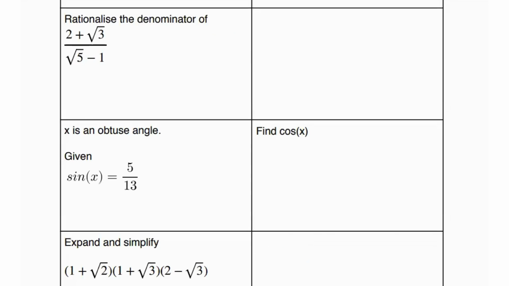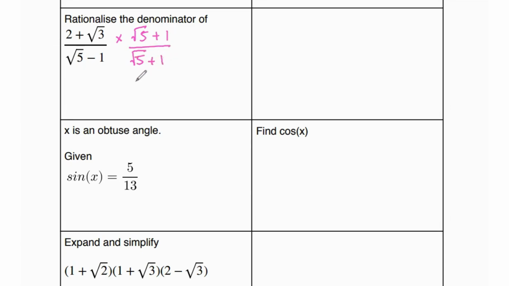Then it says rationalize the denominator of 2 plus root 3 over 5 over root 5 minus 1. So whenever we're rationalizing surds and we're trying to rationalize the denominator, what we do is we multiply the fraction with the conjugate of this surd, the denominator. So conjugate basically would be root 5 plus 1 over here. And then again divide by root 5 plus 1.